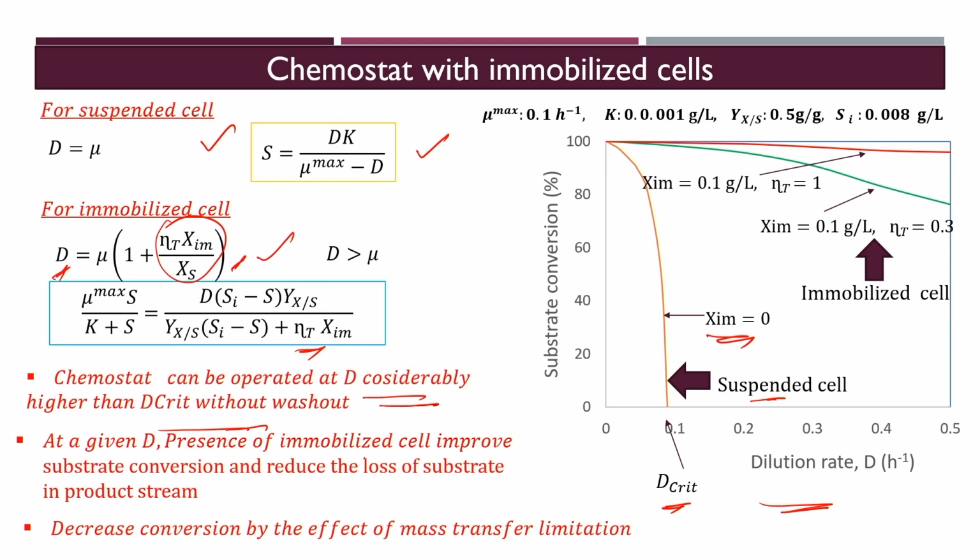At a given D, the presence of immobilized cells improves the substrate conversion and reduces the loss of substrate in the product stream. And further, this is important, this decreases conversion by the effect of mass transfer limitation, because once the cells are immobilized, they are going to experience mass transfer resistance at the same time. So, the take home message here is that D can be greater than the D critical.